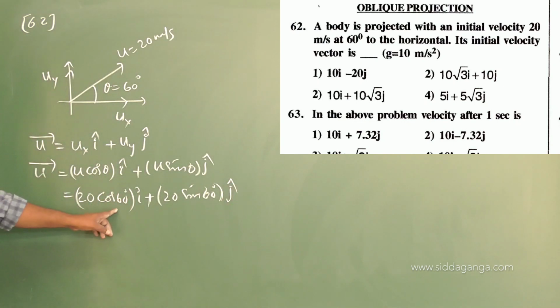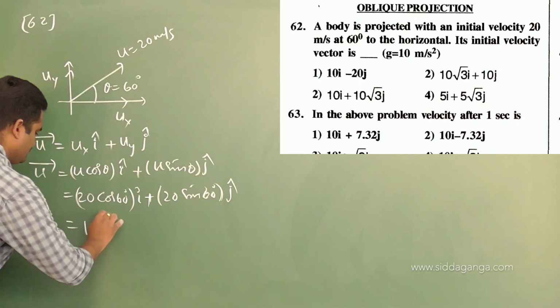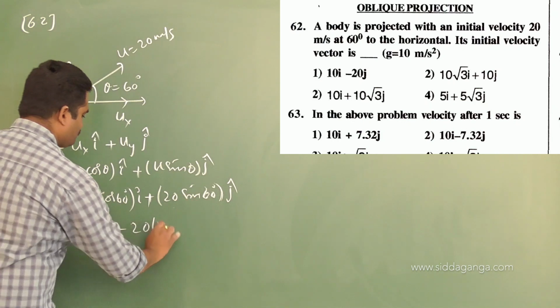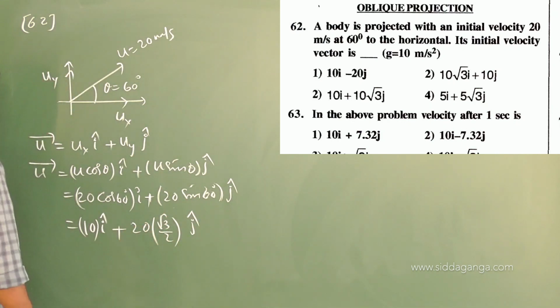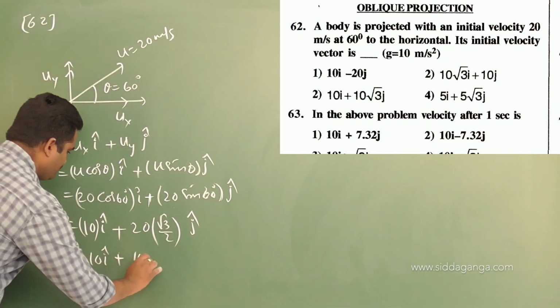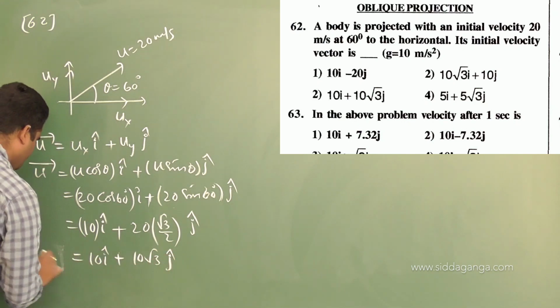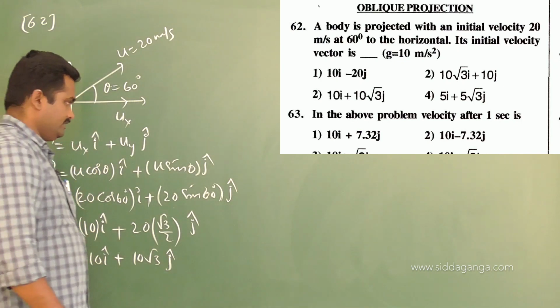Cos 60 is how much? Sorry, cos 60 is 1 by 2, that's why we get 10 i cap. If you substitute, this is 10 i cap plus 20 into sin 60, root 3 by 2, into j cap. 2 tens are 20, so it is 10 root 3. So it is 10 i cap plus 10 root 3 j cap meter per second. These are basics. No need of writing this elaborately, directly you can write. That is the first problem, just have an idea.